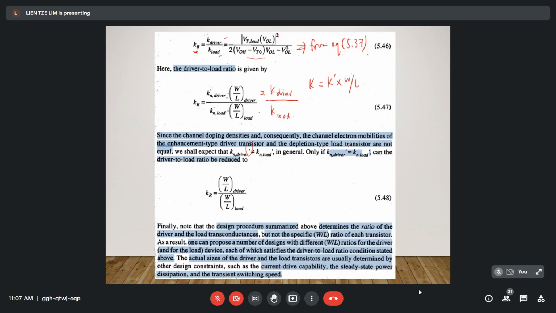Only if K prime driver is equal to K prime load can the driver to load ratio be reduced to W over L, the width over length of the driver and the width over length of the load. This you can understand, because based on the formula, if these two values are equal, then only the width over length for both driver and load is left, which is equation 5.48.